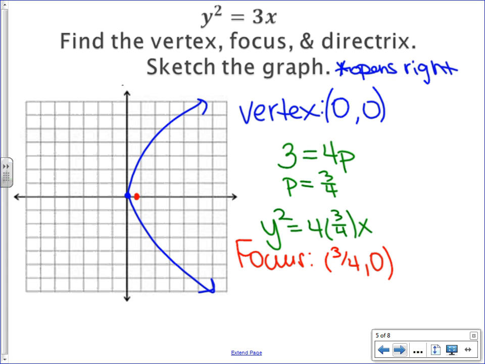Our directrix lies outside of our parabola, perpendicular to our axis of symmetry. Our axis of symmetry is here. I'm going to move p away from my vertex. So here's 3/4 away, and I'm going to make that directrix line.